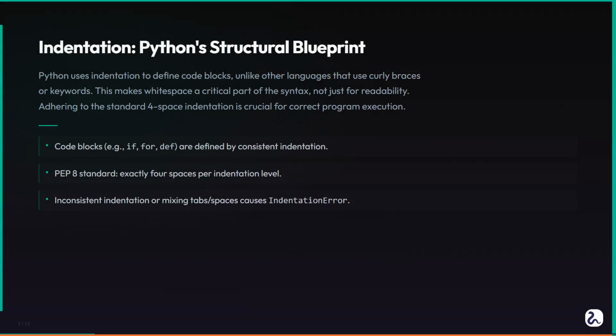Let us start with Python's most distinctive feature, indentation. Think of it like a blueprint for a building. The walls, the rooms, the floors, their relationships are defined by their position and how they align. In Python, the interpreter uses leading whitespace, specifically indentation, to delineate code blocks. This replaces explicit delimiters like the curly braces you might see in C++ or Java, or begin/end keywords from Pascal.